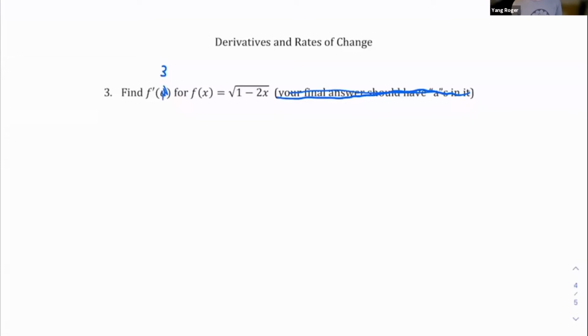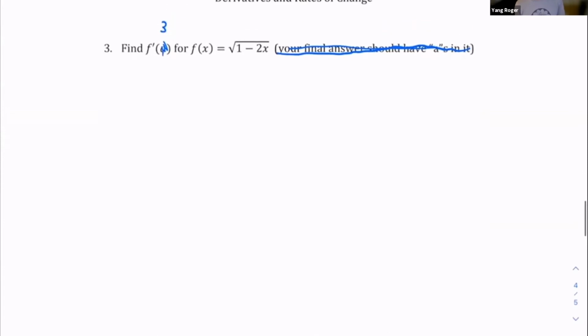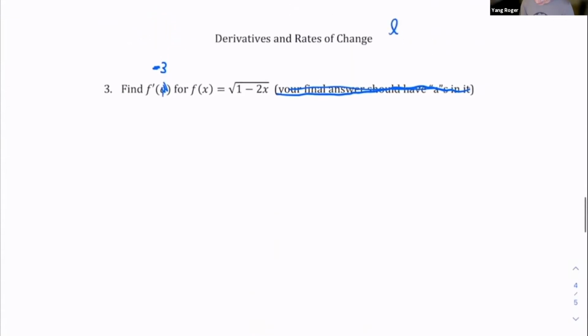Maybe it's better to do a few more examples with numbers. So that's why I switched the A to a number. I want you guys to try this one. I would still use the H definition if I were you. Just as a reminder, our definition is the limit as H goes to 0 of f of -3 plus H minus f of -3, all divided by H.